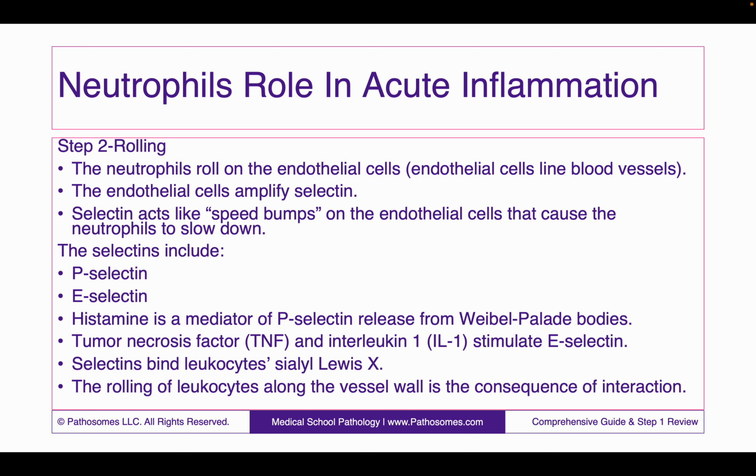You also need to know what the selectins bind to. Selectins bind leukocytes' sialyl Lewis X, and the rolling of the leukocytes along the vessel wall is the consequence of that interaction.